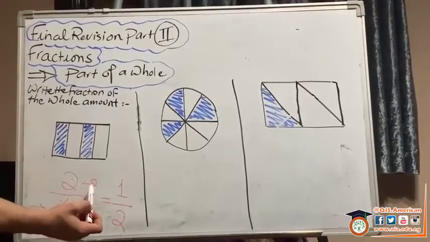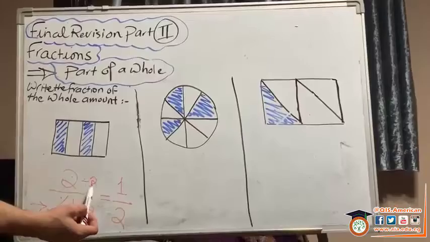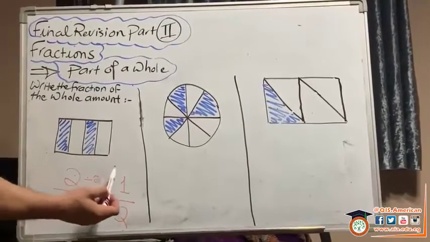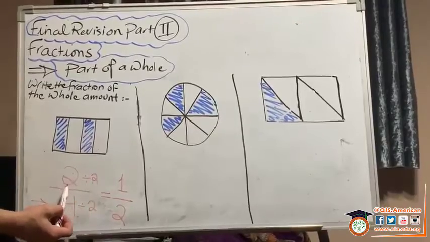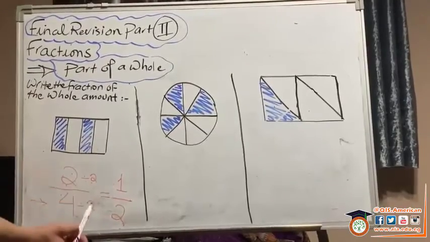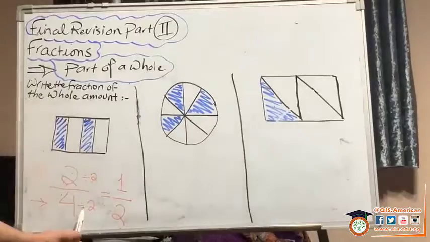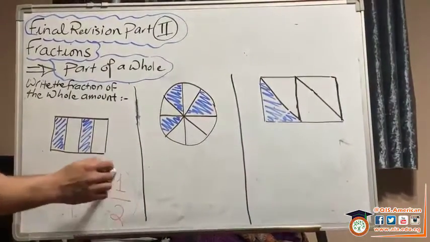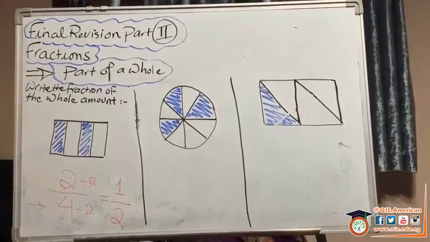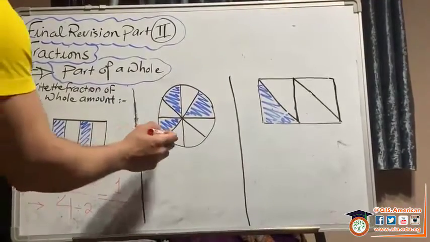2 divided by 2: which number, if multiplied by 2, gives me a 2? Think of it the other way around. It's 1. Which number, if multiplied by 2, gives me a 4? It's 2. So the simplified form is half, 1 over 2. Let's look at this example.